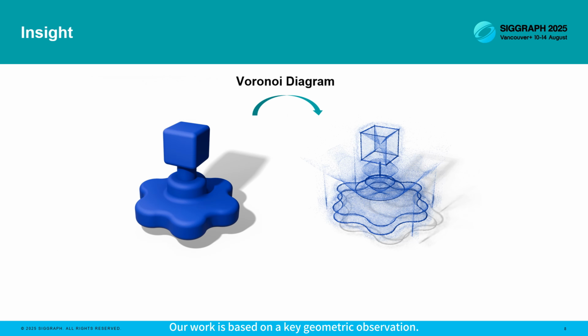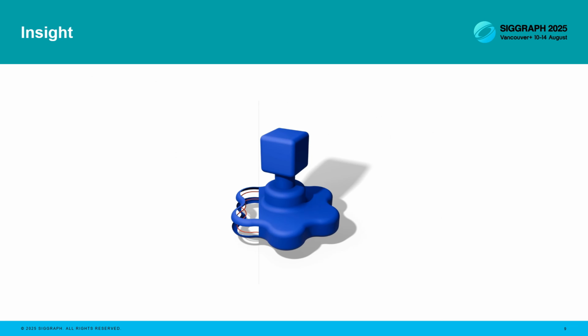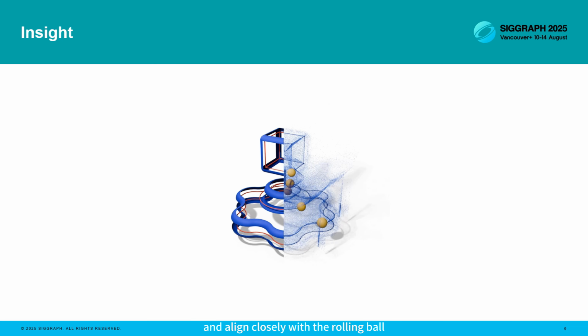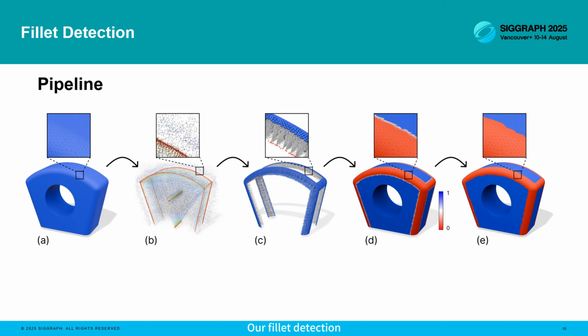Our work is based on a key geometric observation. When constructing a 3D Voronoi diagram over a set of sample points on the mesh surface, some Voronoi vertices tend to cluster densely and align closely with the rolling ball trajectories of fillet regions. Our fillet detection consists of 4 steps, which I will introduce one by one.